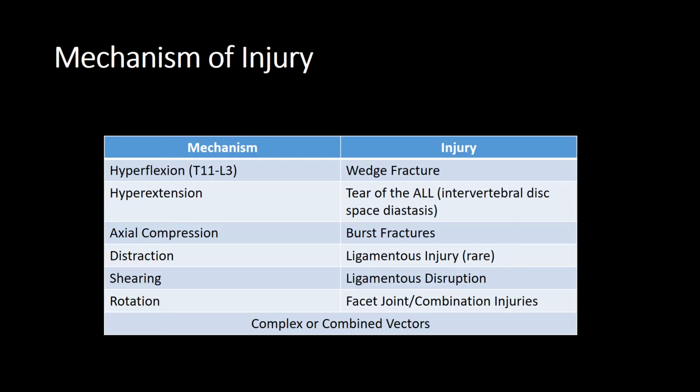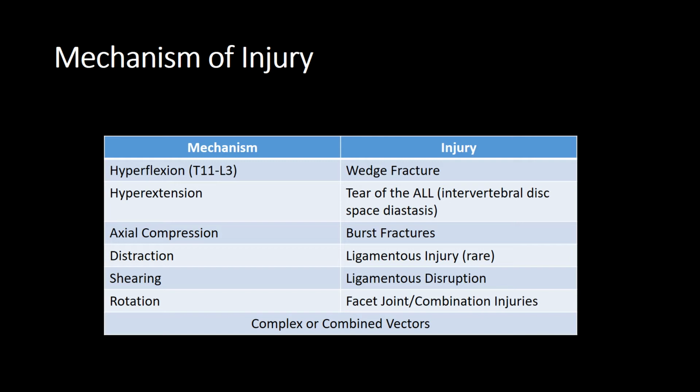So our classic mechanisms of injury for the thoracolumbar spine include hyperflexion, which results in a wedge fracture. Hyperextension injuries tend to involve a tear of the anterior longitudinal ligament, so you're looking for intervertebral disc space diastasis. This isn't particularly common. Now axial compression injuries, that's our burst fractures.